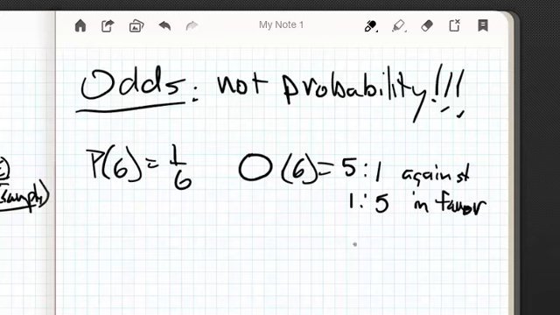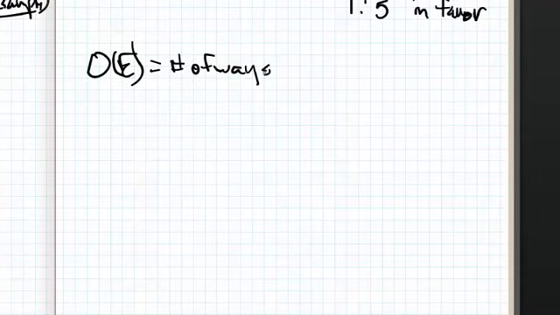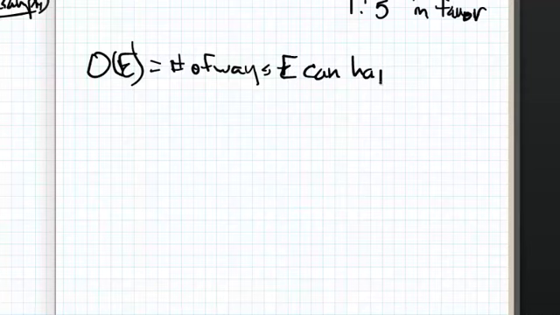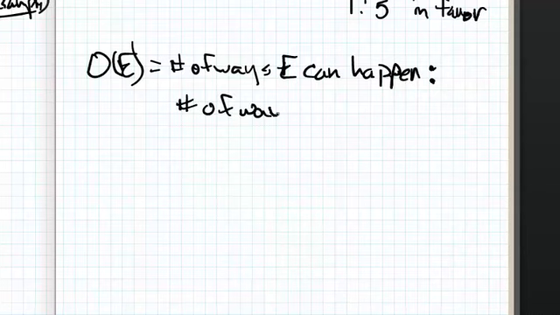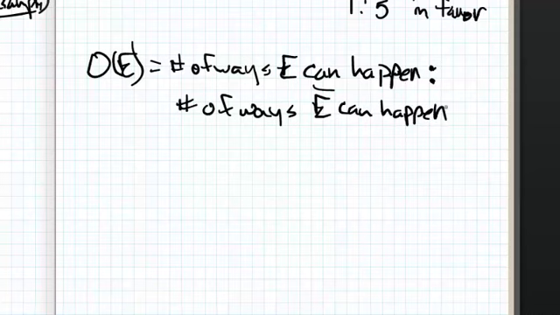Okay? Now, the odds of an event is typically written as a ratio, and it's the number of ways the event can happen as a ratio to the number of ways the event can't happen, or the complement of the event can happen. That's why complements are introduced in this textbook.